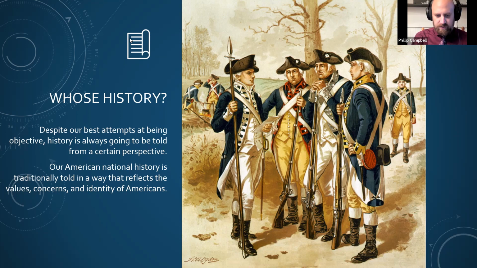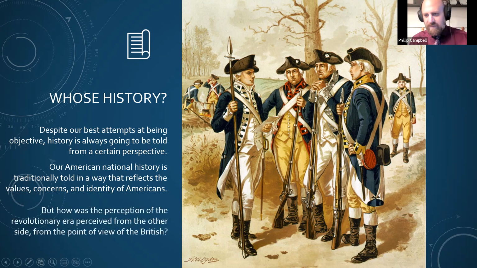But of course, that was just one side of it, right? How was the Revolutionary era perceived from the other side, from the point of view of the British? Because if we're telling the story reflecting our values, our concerns, our identity, what did the values, concerns and identity of the British do, and how did that influence how they perceived these events?